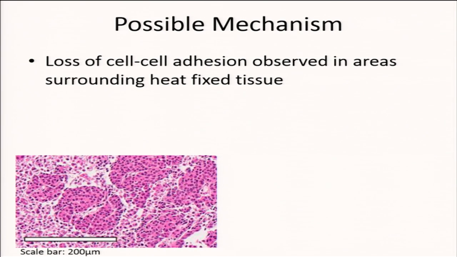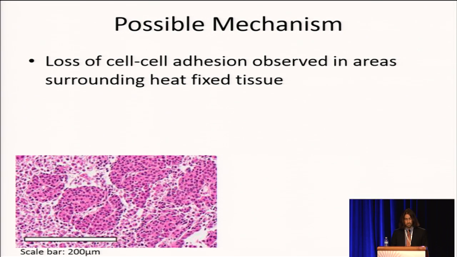So one possible mechanism for this is loss of cell-to-cell adhesion in regions adjacent to the heat-fixed tissue. As seen in the histological section below, the dark pink is the heat-fixed tissue caused by the ablation, and in the surrounding lighter areas, you can see loss of cell-cell adhesion and integrity.